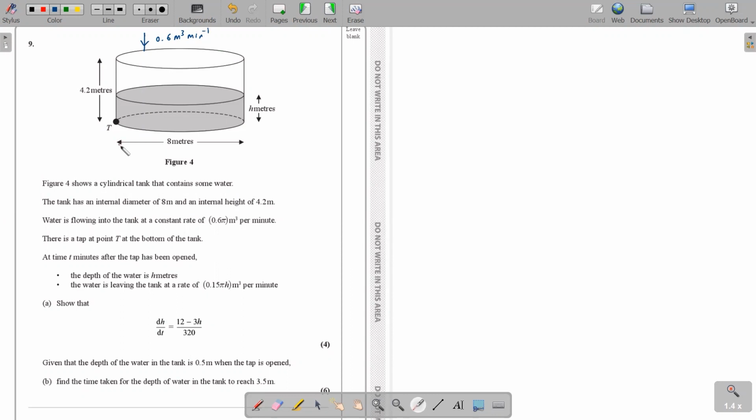At time t, after the tap has been opened, the depth of the water is h meters. Okay, the water is leaving the tank at a rate of 0.15 pi h cubic meter per minute. So you have an in rate and there is actually what? There is an out rate, 0.15 pi h cubic meter per minute. Are you with me? There is an in rate and there is an out rate.